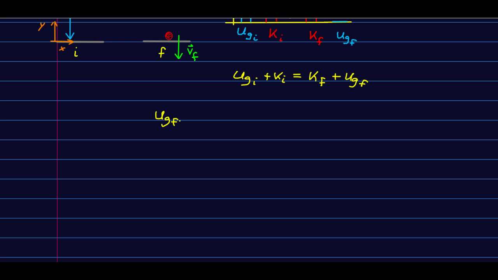UGF minus UGI is, and if you rearrange that, Ki minus Kf. Okay, and we'll come back to this a few times. This is telling us this is delta UG, right? By our definition of what a delta means, it's a final minus an initial. But this is an initial minus a final, right? So that's negative delta K.